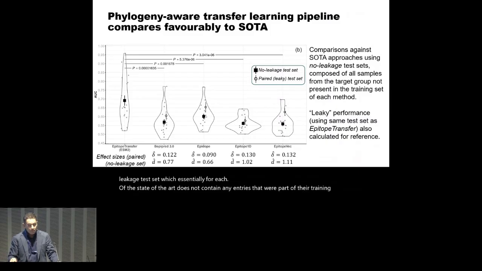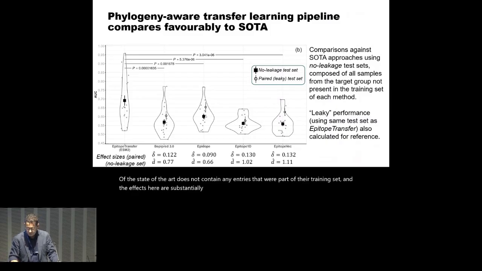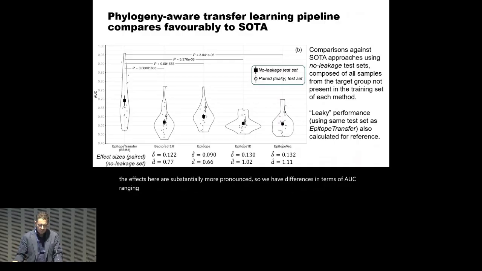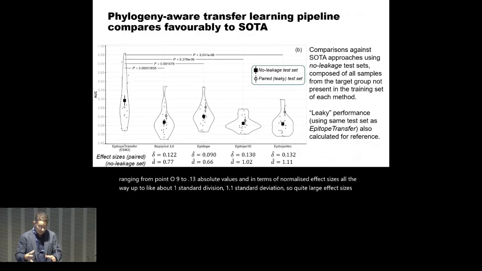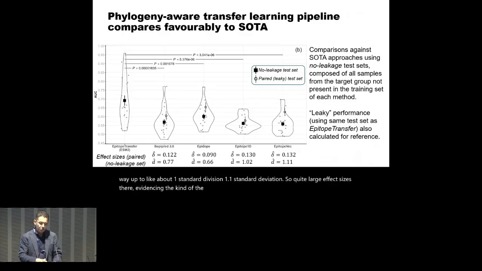And the effects here are substantially more pronounced. So we have differences in terms of AUC ranging from 0.09 to 0.13 absolute values, and in terms of normalized effect sizes all the way up to about 1 standard deviation, 1.1 standard deviation. So quite large effect sizes there, evidencing the difference that this sort of training regimen provides.